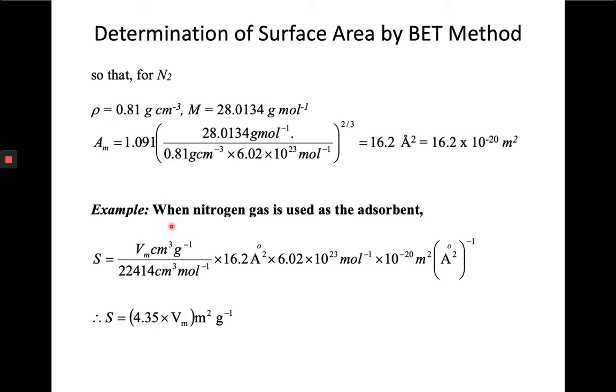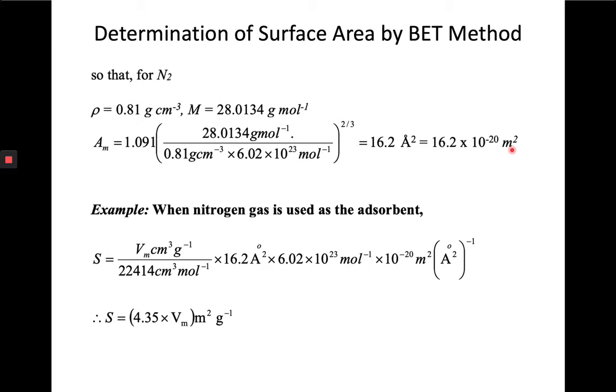So for nitrogen gas, where the density equals 0.81 gram per centimeter cube, and the molecular weight of nitrogen is 28.0134 gram per mole. So, substitute all these values into the equation for AM. Then finally, we get AM equals 16.2 Angstrom squared. Then convert to meter squared: AM equals 16.2 times 10 to the power of minus 20 meter squared.